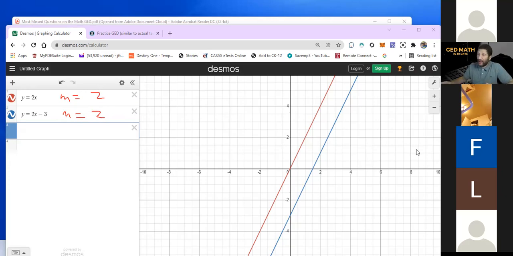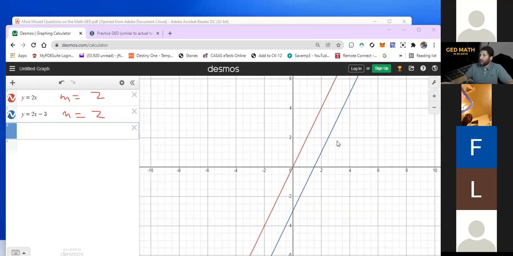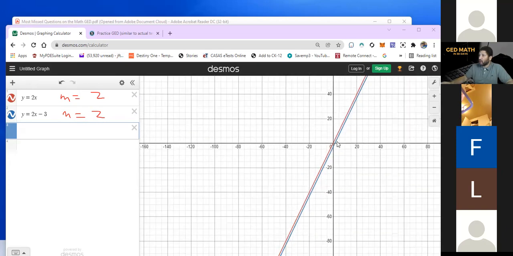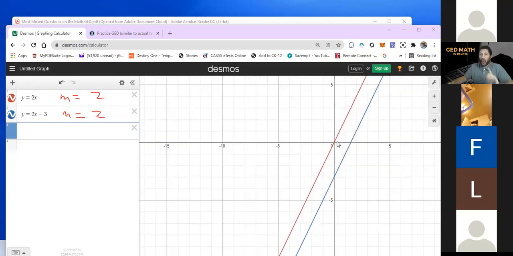So now let's look at the graph that I just put on the screen. If you notice, these lines will never ever cross. Look at that. Why? Because they are parallel. Okay, so now let me show you perpendicular.